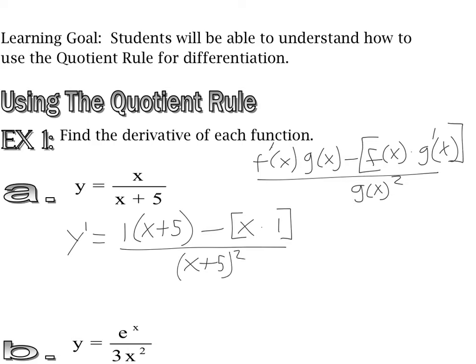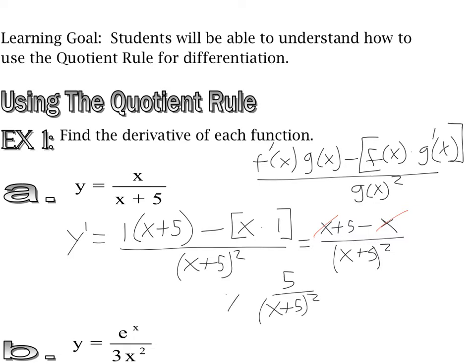Okay, this can be cleaned up a little bit. I see that we have 1 times x plus 5, so that's just x plus 5. And 1 times x, that's just x. And so we see that these x's up here cancel out. So I would just go ahead and cancel those out, and you end up with 5 over x plus 5 squared. Okay, pretty easy, pretty straightforward.